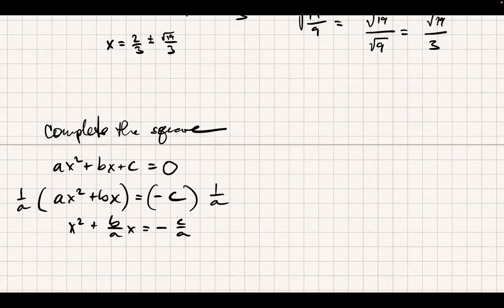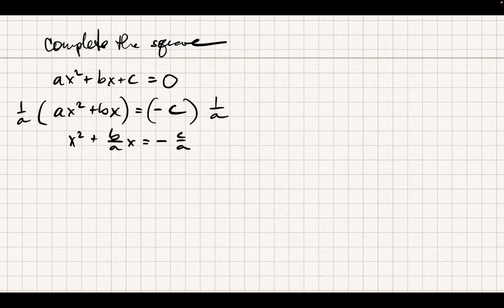So, what do I do here? How do I complete the square? B over a over 2 squared added. I don't want the answer, I want the method. Completing the square. What are my steps? X squared plus bx. What are my steps?